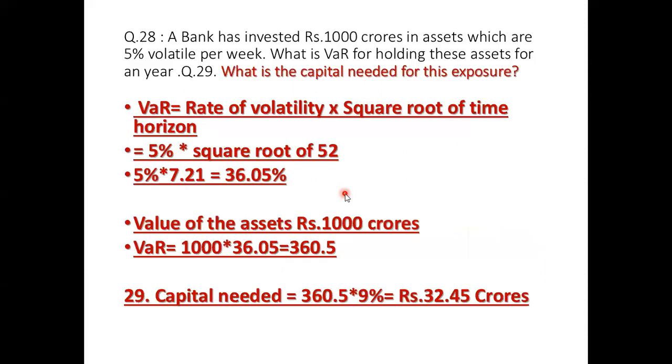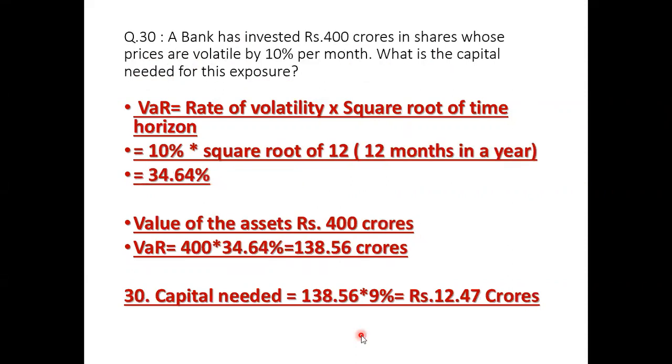RBI. Okay. So the VaR concept, you should know the formula. I think we have discussed this. VaR is equal to rate of volatility into square root of the time horizon. See the question. Per week, 5%; per year means square root of 52. Per month means square root of 12. We have 12 months in a year. So understand the question. The formula is the same. Go through the steps. You are thorough. So 28, 30, same way.